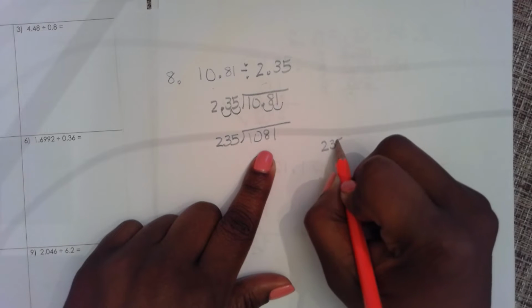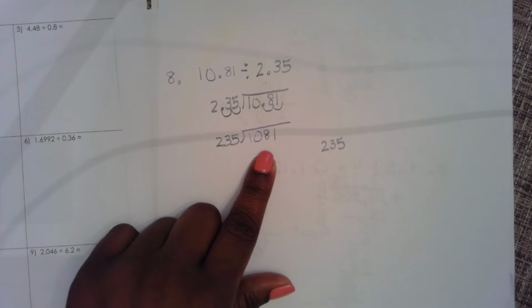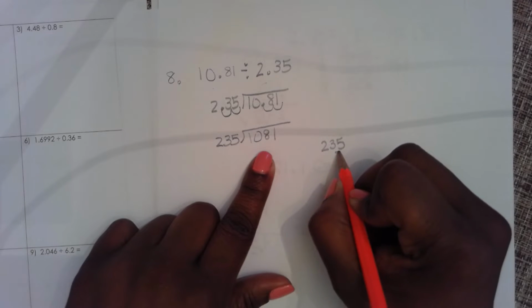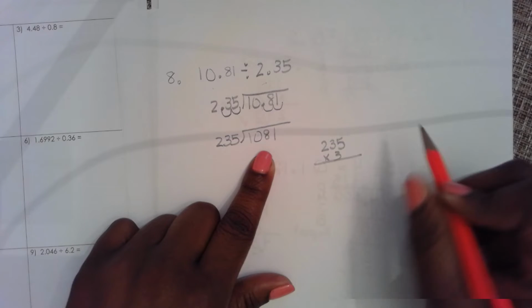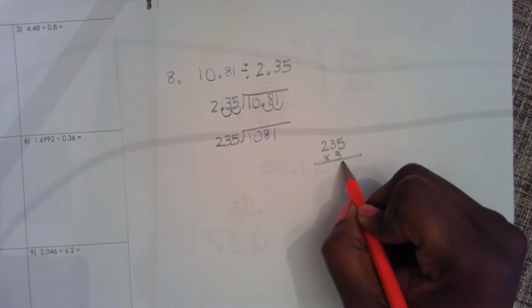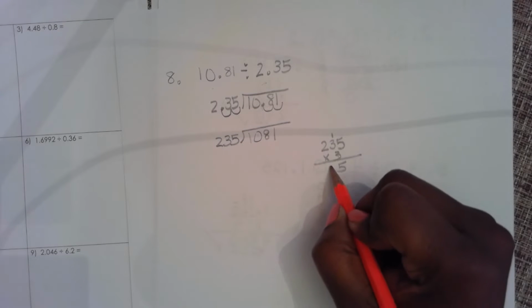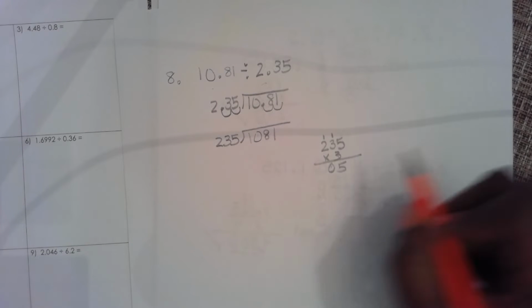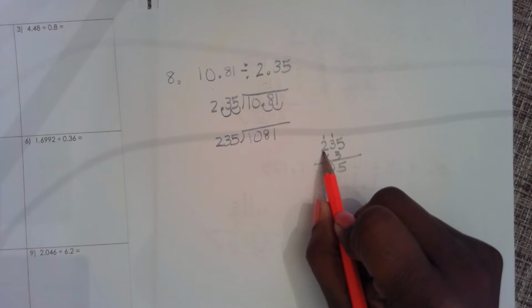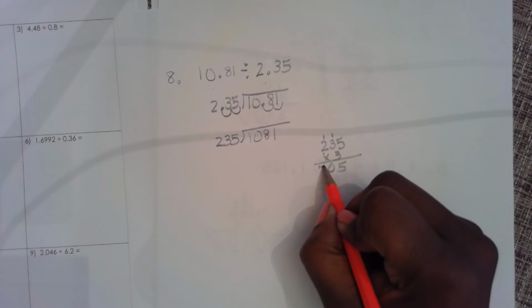I always resort back to multiplying because I cannot do this in my head. So let me just start with 235 times 3 and see what I get. 3 times 5 is 15. Carry the 1. 3 times 3 is 9, plus 1, that becomes 10. Carry the 1. 3 times 2 is 6. Carry the 1, makes that 7.